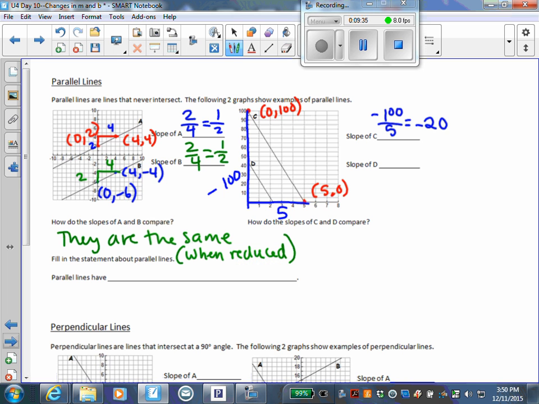And then if I find the slope for line D, I've got a point. It's a little harder to see on this one. There's a point here at 0, 45. And then there's a point at 125.